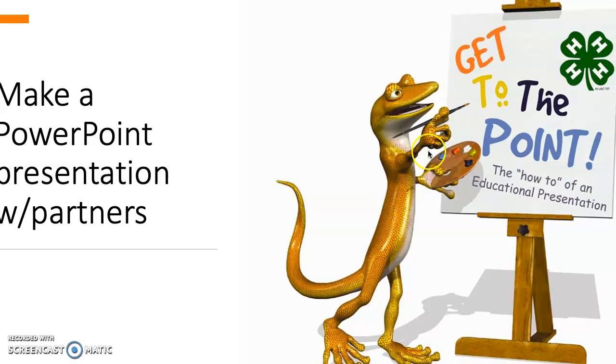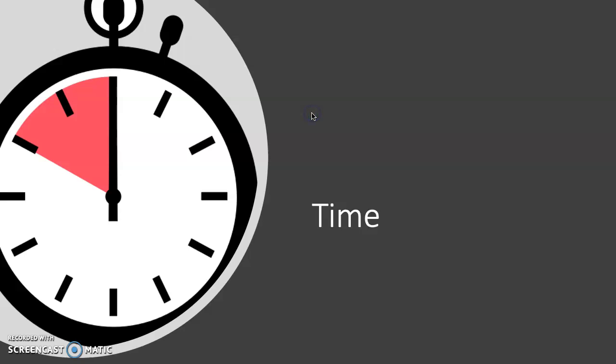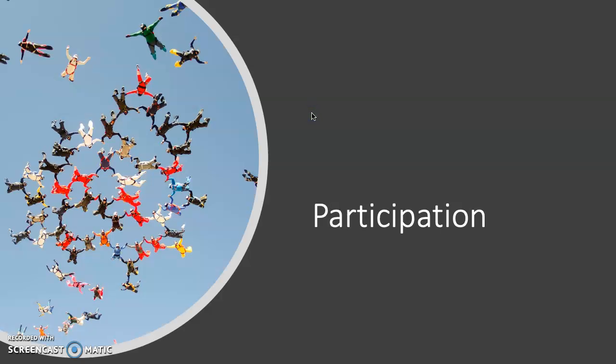Make a PowerPoint presentation with your two partners. And so your presentation will be graded on 5 things. It will be graded on time. Does your presentation meet the required time of 5 minutes? Participation. Does everyone in the group speak? Does everyone in the group have a speaking role in the presentation?